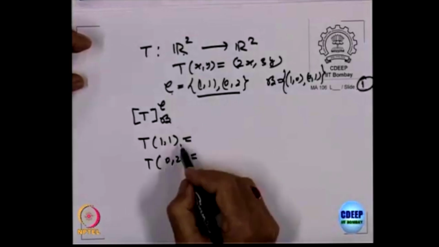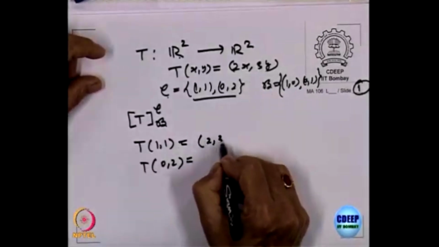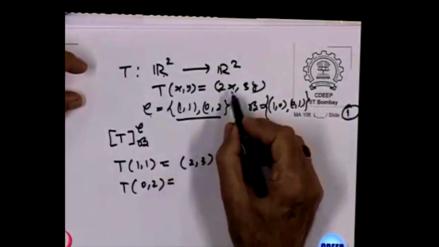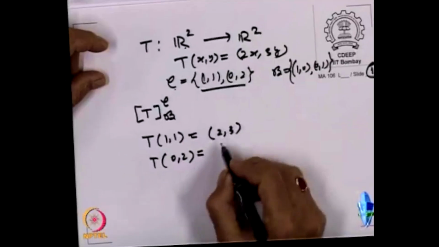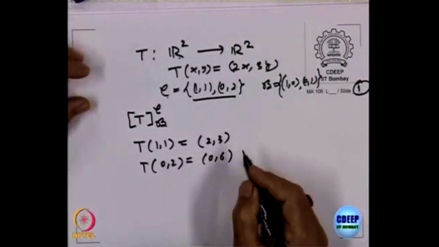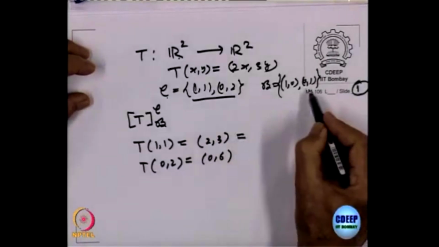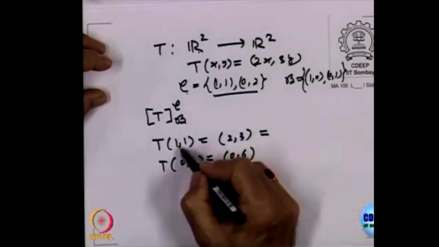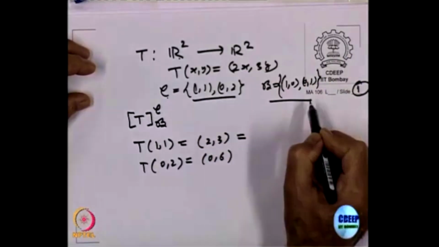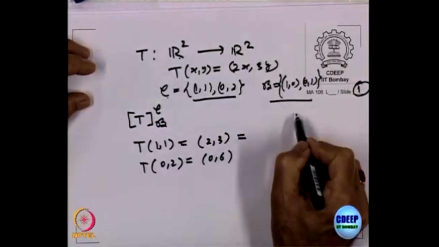So what is T of (1, 1)? Here (1, 1) gives me (2, 3), and T of (0, 2), so this is 0, this is 2, that gives you (0, 6). Now this is to be written as a linear combination of elements of the basis. T of something goes in R2, in the codomain, where the basis is this B. So we have to write this as a linear combination of elements of B.